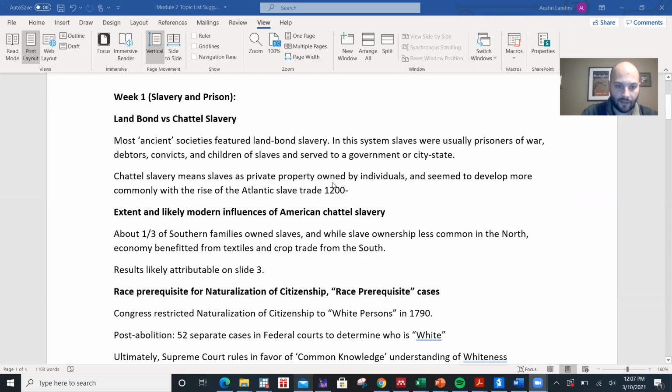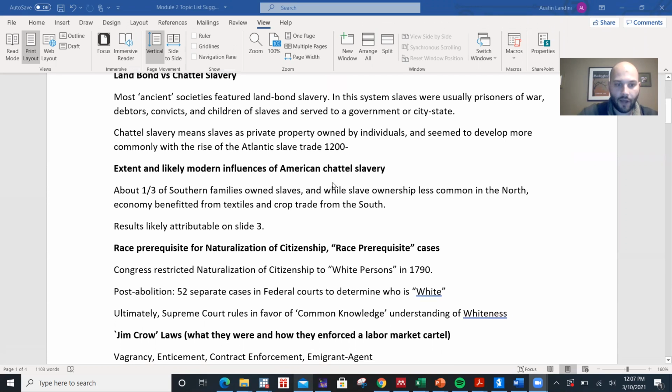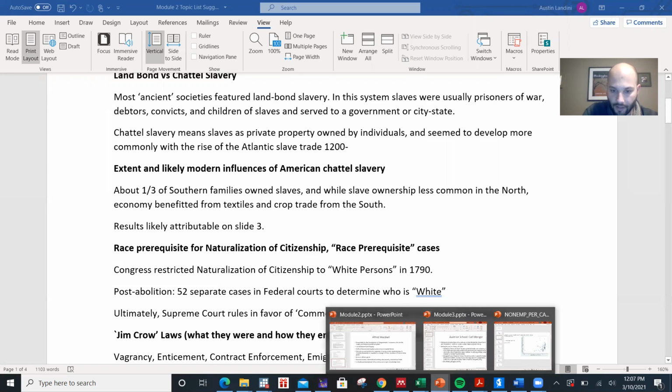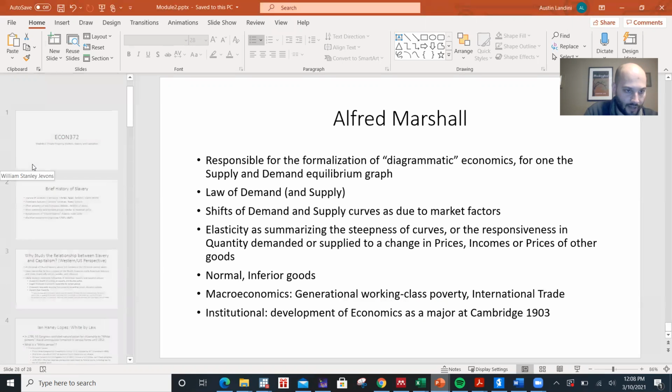On the extent and the likely modern influences, we know about 1/3 of Southern families owned slaves, and while ownership was less common in the North, the Northern economy benefited from trade in textiles, tobacco, cotton, and other crops that were grown with slave labor. So there are some results which are likely attributable to the institution of slavery.